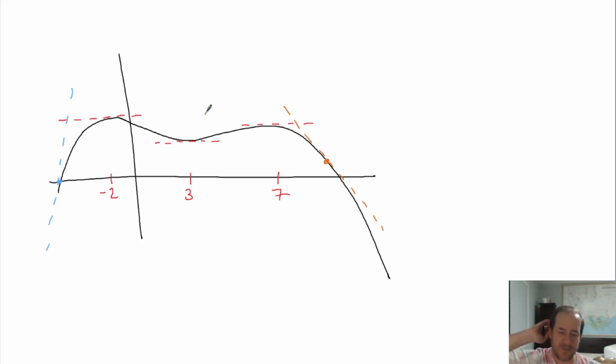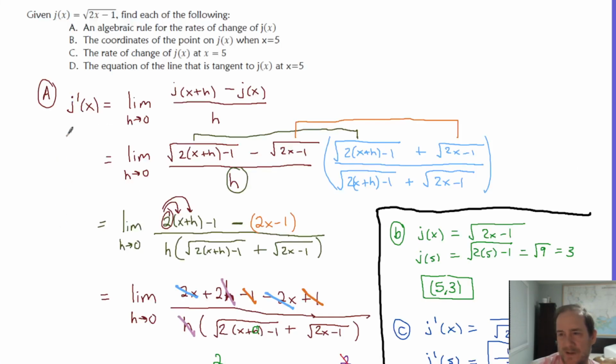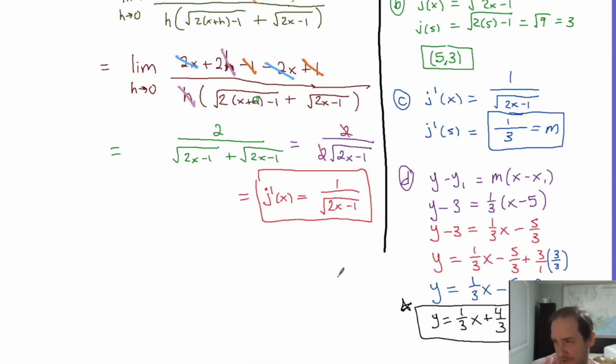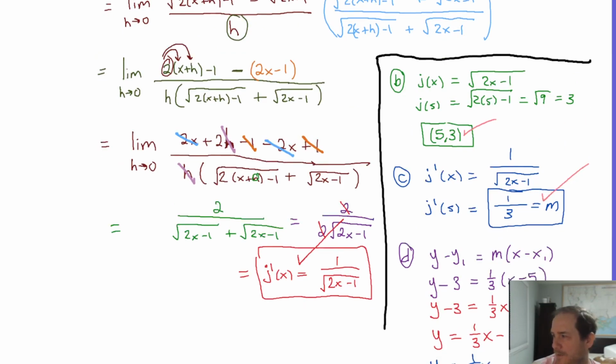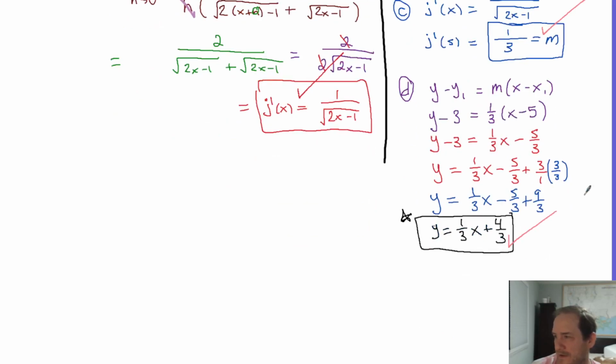But again, the big thing on the quiz for sure is problems exactly like this, where I'm asking you to use the limit definition to get to the derivative equation. Then I want the coordinates of the point of tangency. Then I want the slope, and then I want the final equation.